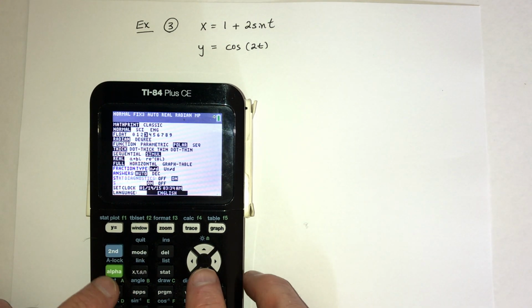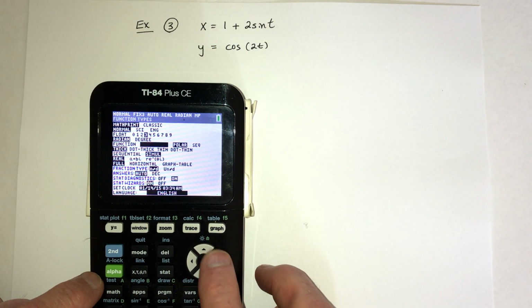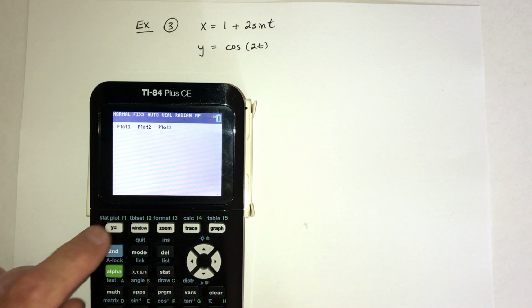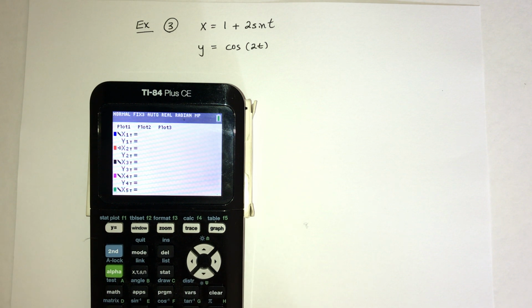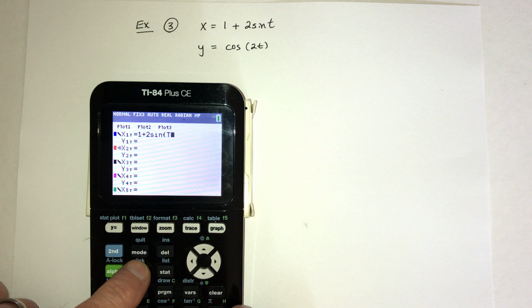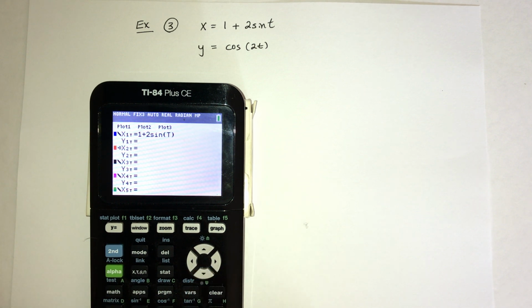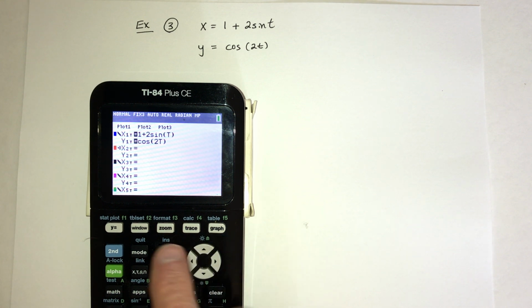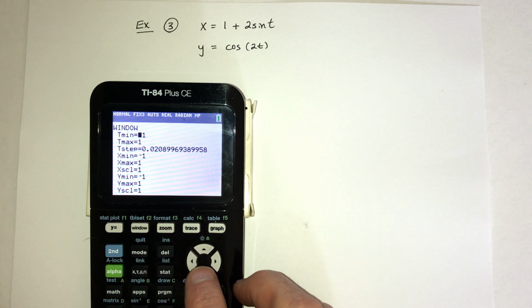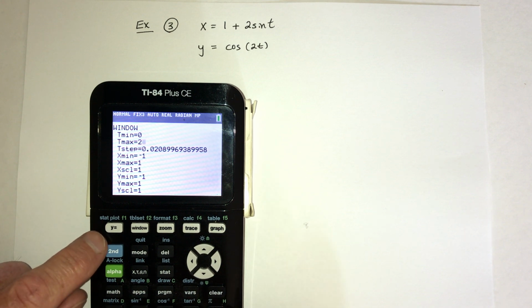So go back to mode and change the mode right here to parametric form, and then go to y equals, and let me erase this other class's problem, and 1 plus 2 sine of t is what I'm going to use. And then cosine of 2t. So it's just slightly different than the one on the problem set. And then, let's see, I'll need to change the window, go from 0 to 2 pi.